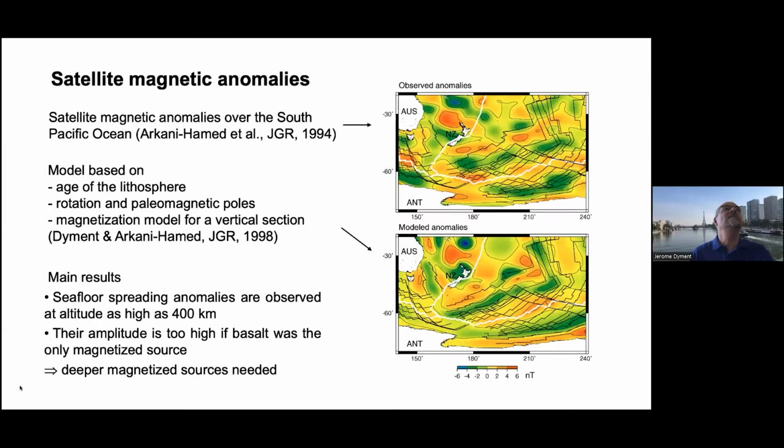First, the amplitude of satellite magnetic anomalies. Here at the top is a satellite magnetic anomaly at 400 kilometers from MagSat and some other satellites.